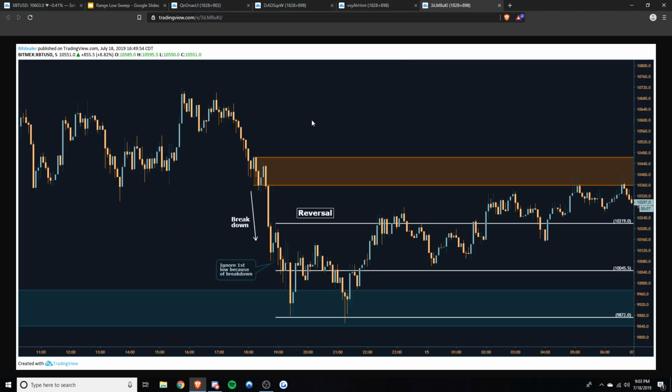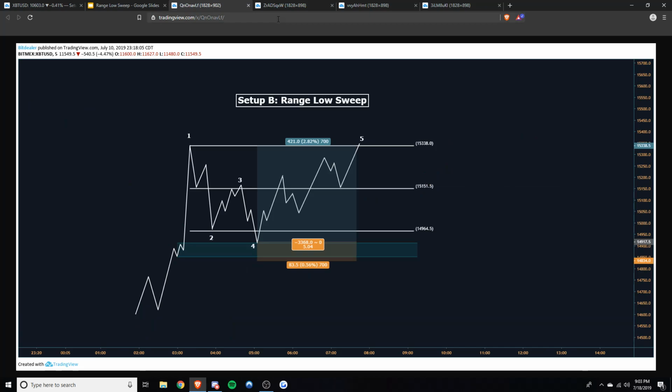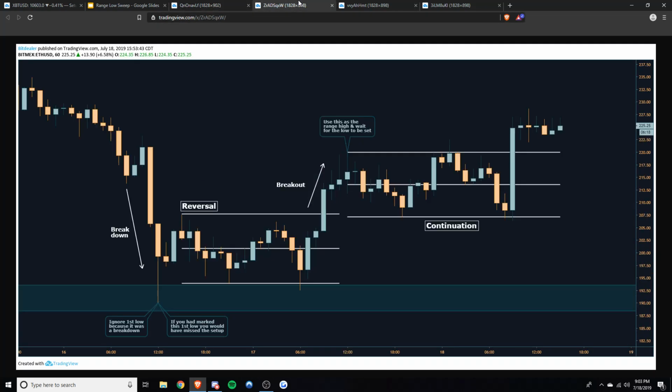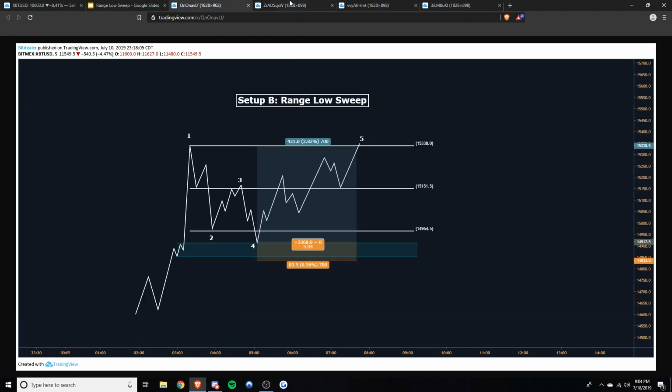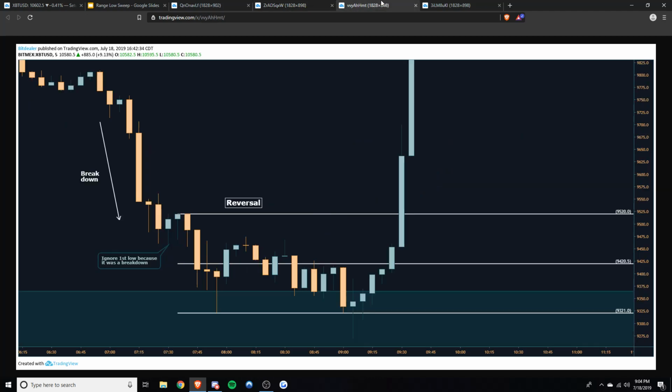So here's another reversal. I just noticed I don't have too many continuation patterns on here. One sec, I'm gonna get a drink. So I might have to get a few more continuation examples, but here's a continuation, and then these few reversals.